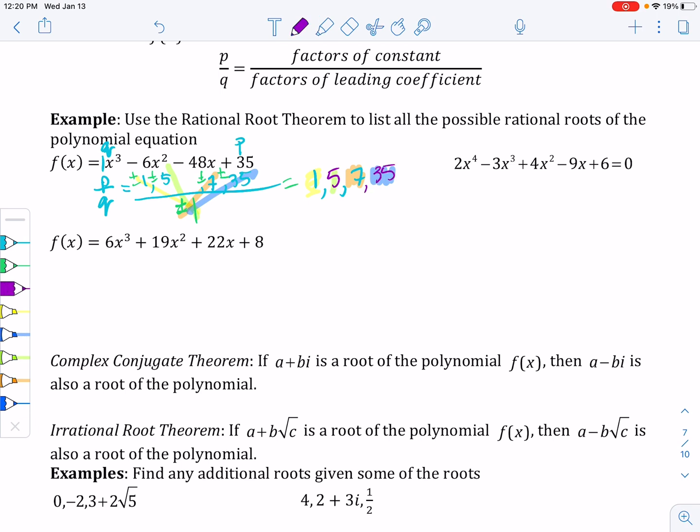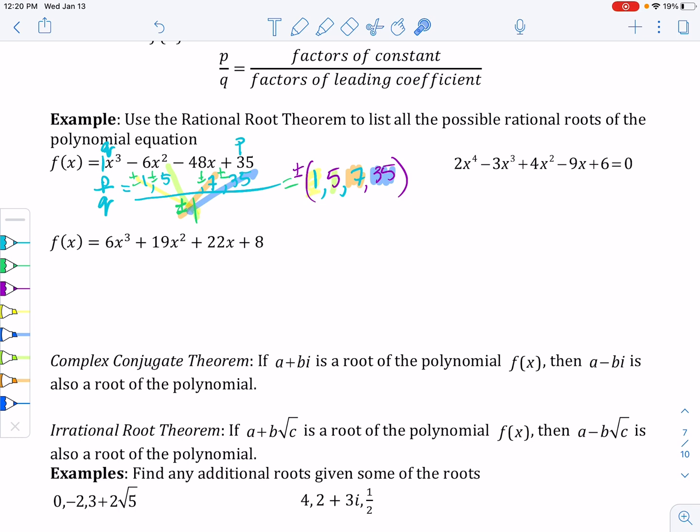Now, each one of these can still be plus or minus. So rather than write plus or minus on each one of them, I'm going to put them in parentheses and put my plus minus on the outside. It's a slightly lazy way of writing plus or minus on each one. Okay? So these are my possible rational roots. So then what happens is now I can figure out what my answers or what my rational roots are by synthetically dividing.